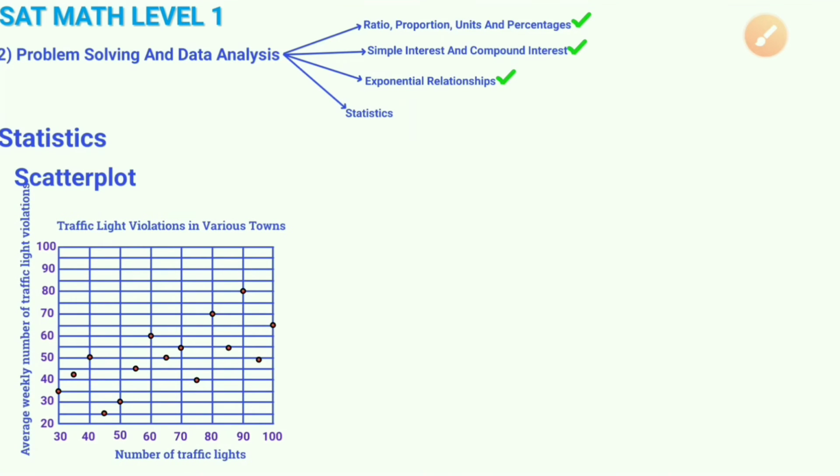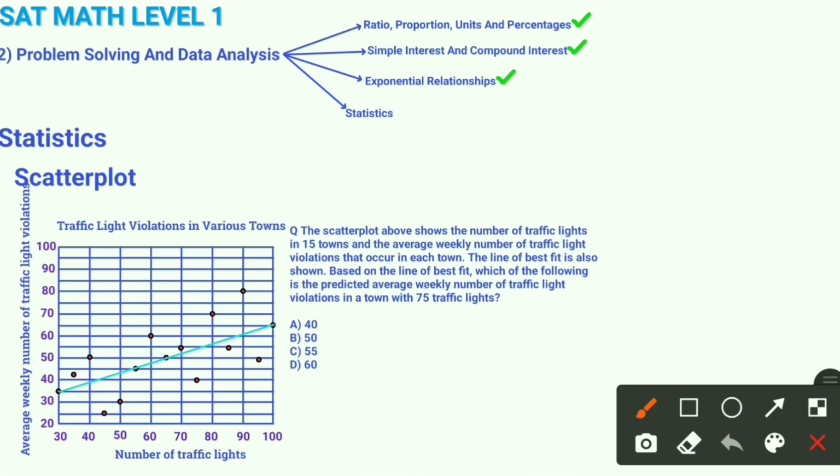Another question is coming up. The plot above shows the number of traffic lights in 15 towns and the average weekly number of traffic light violations that occur in each town. The line of best fit is also shown. Based on the line of best fit, which of the following is the predicted average weekly number of traffic light violations in a town with 75 traffic lights? Okay, 75, which means it's right here. It's predicted and it's about 55, according to the line of best fit. So yes, it's 55.